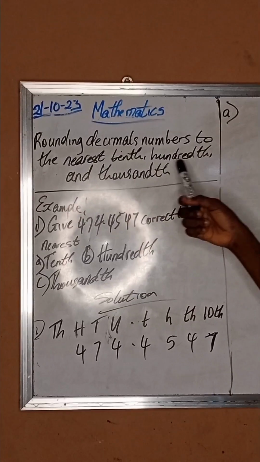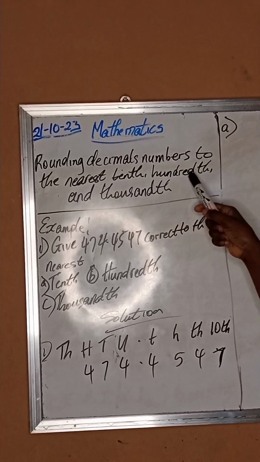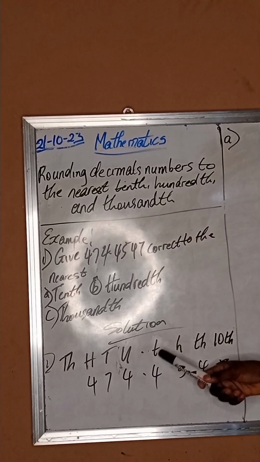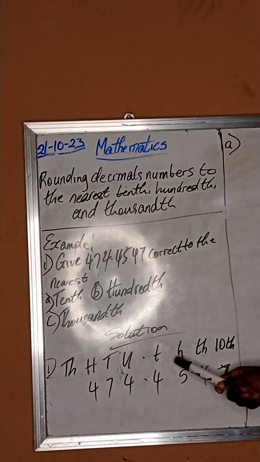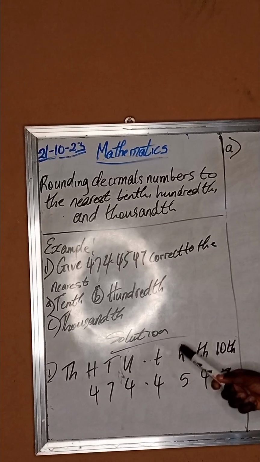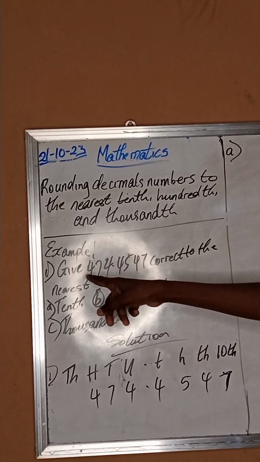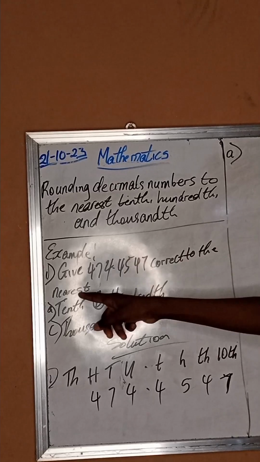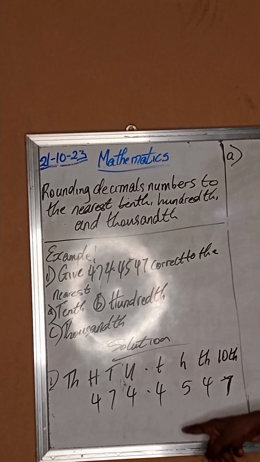So let's move on. Rounding decimals to the nearest tenth, hundredth, and thousandth. People might be asking, what's the meaning of tenth? Tenth is the first decimal place after the decimal point. Hundredth is the second decimal place after the decimal point, while thousandth is the third decimal place after the decimal point. So example: give 474.4547 correct to the nearest tenth.